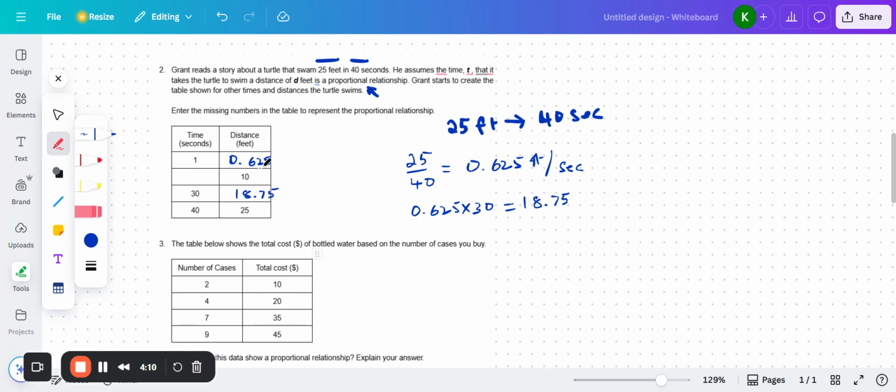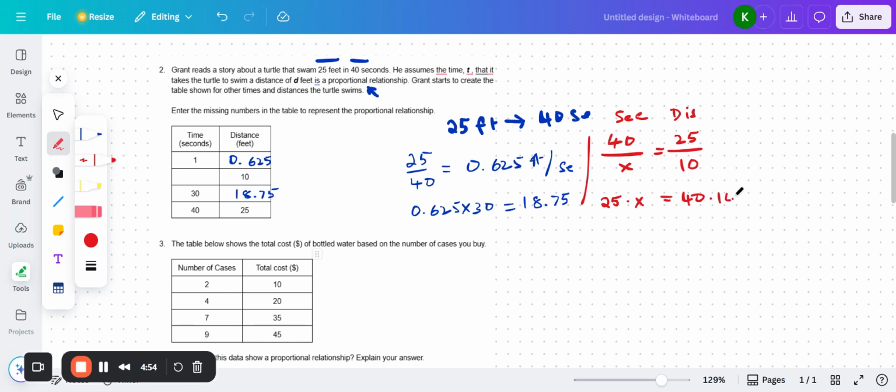But the other question is, if the distance is 10 feet, how many seconds? So let's do the math in the other way. For the second blank, you can put a proportion on it. You can see the time is 40 seconds, and this is distance, it's 25 feet. And you want to know for 10 feet, how many seconds? Put a proportion for this. Cross multiply, butterfly method. So 25 times x is 25x equals 40 times 10, and then divide by 25 on both sides. That's 400 divided by 25. That gives you 8. So that's 8 seconds that goes here.